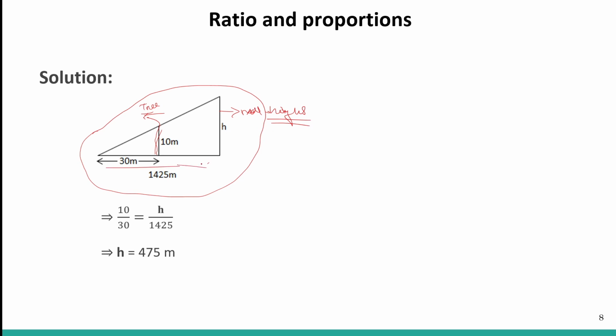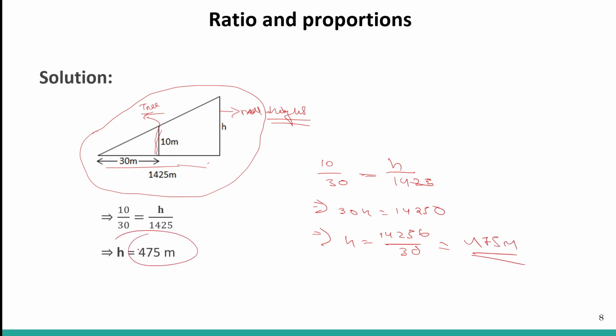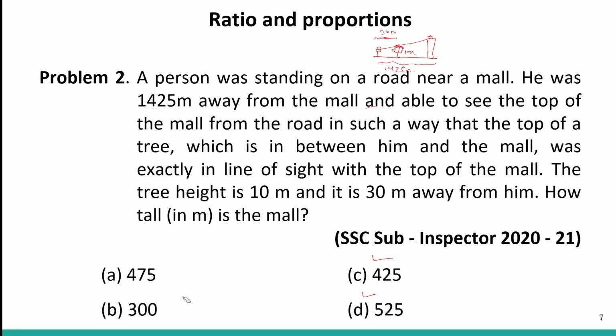This distance is 1425. This distance is 30. This is 10 and this is h. So 10 by 30 is equal to h by 1425, using the triangle ratio formula. So 30h is equal to 14,250, which implies that h is equal to 14,250 by 30, that is equal to 475 meter. So 475 meter is the correct answer. The height of the mall is 475 meter.